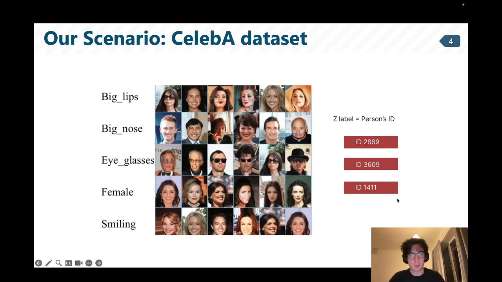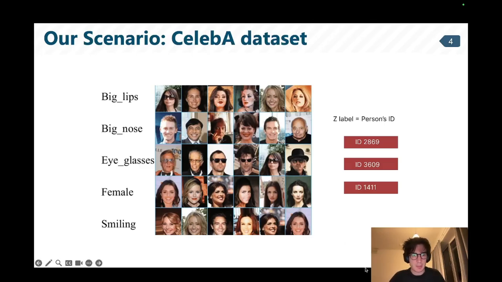So for our scenario, we will consider the CelebA dataset, which is made of thousands of images of celebrities. We imagine that under the provisions of the AI Act in Europe, some of these celebrities decide that they don't want to be part of the training set of any model anymore. We will identify them through their ID in the CelebA dataset that you can see on the right.